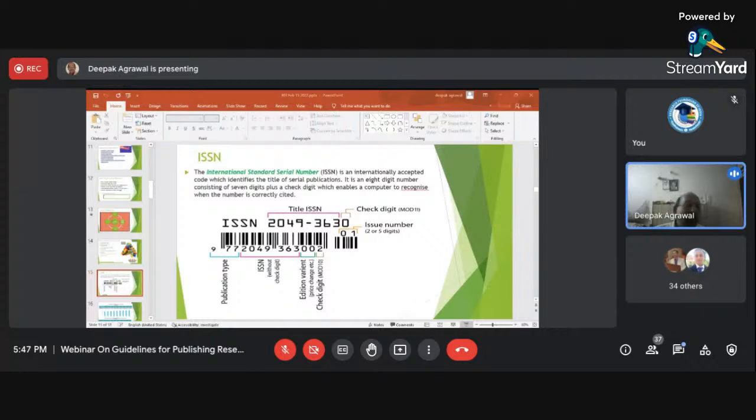What are the basic components included in it? They have a prefix element which starts with 978 or 979. This is 978 or 979, and it is always 3 digits. Then there is a registration group element which has been classified on the basis of country, geographical region, language, etc.